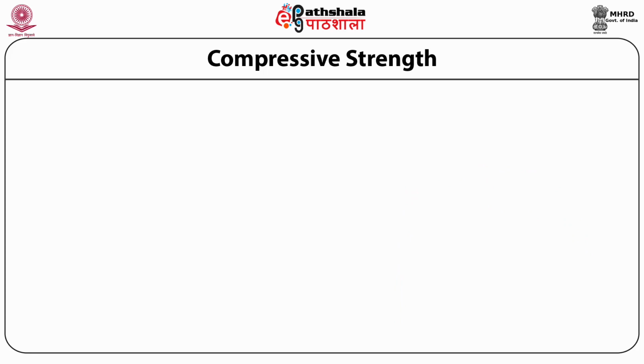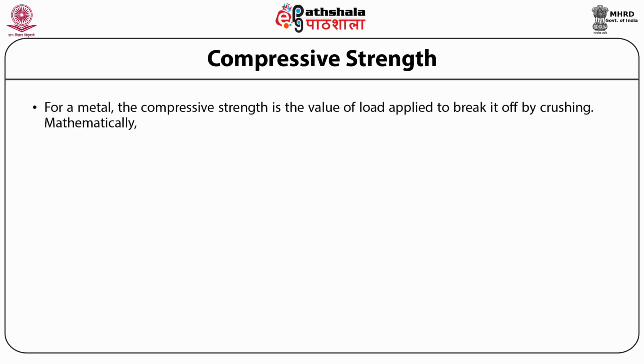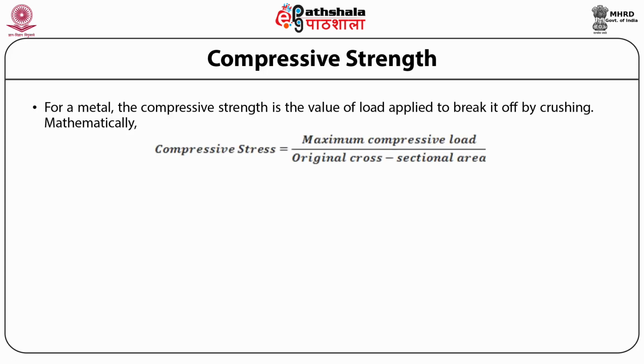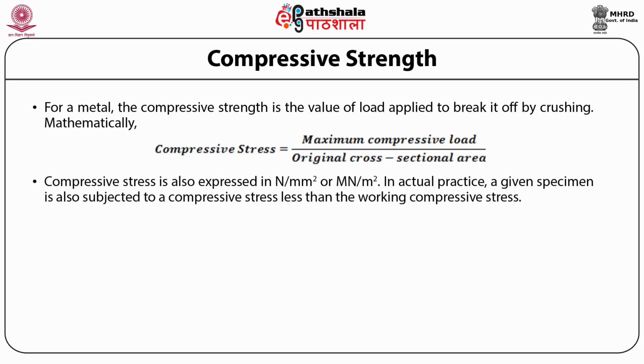The topic is compressive strength. For a metal, the compressive strength is the value of load applied to break it off by crushing. Mathematically, compressive stress equals maximum compressive load divided by original cross-sectional area. Compressive strength is also expressed in Newton per mm square or meganewton per meter square. In actual practice, a given specimen is also subjected to a compressive stress less than the working compressive stress.